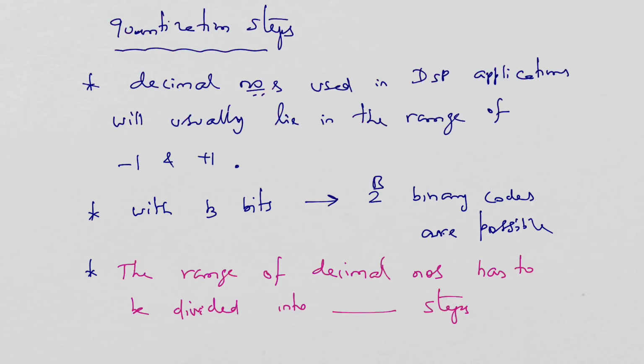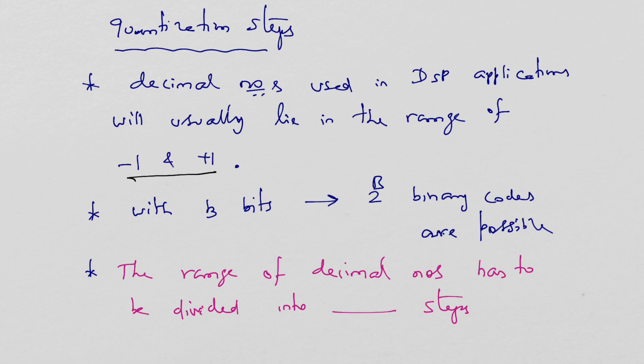So let us start with the decimal number system, which is encountered as filter coefficients, sums of some values, products of two values, etc. Even in convolution or in correlation, decimal numbers that are encountered in DSP applications will usually lie in the range of -1 to +1, that is, -1 volt to +1 volt.